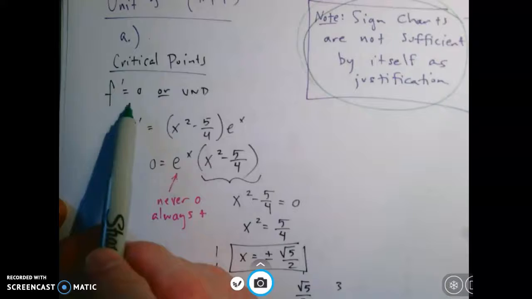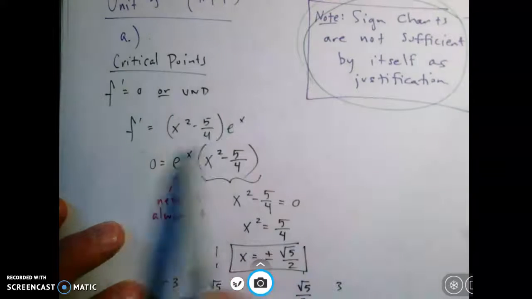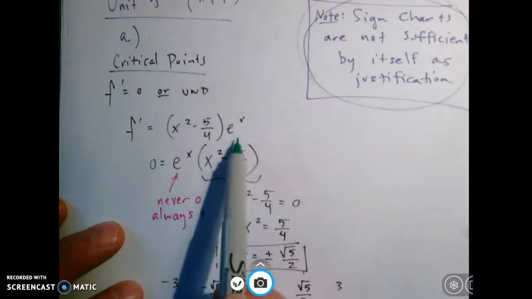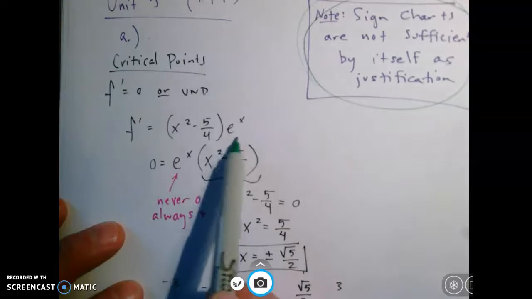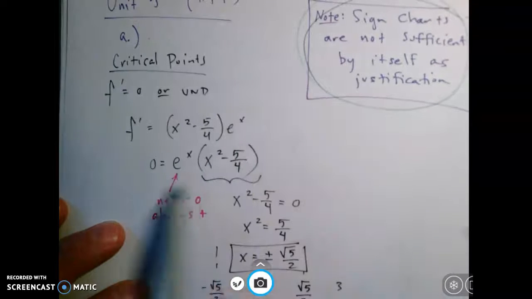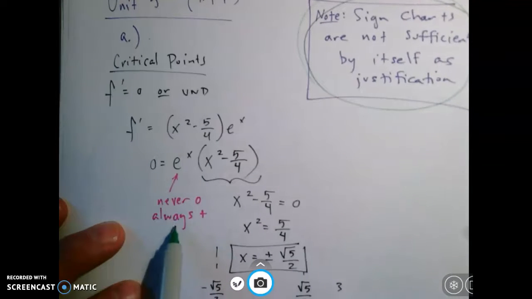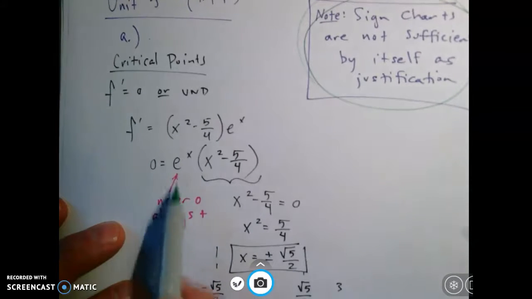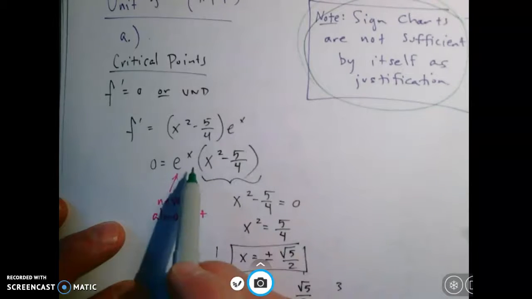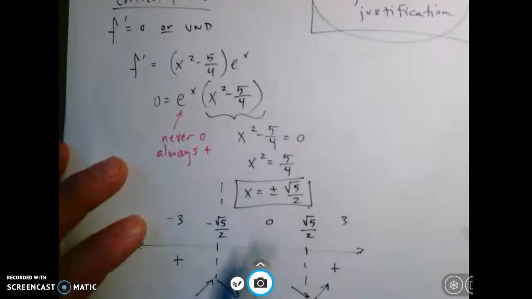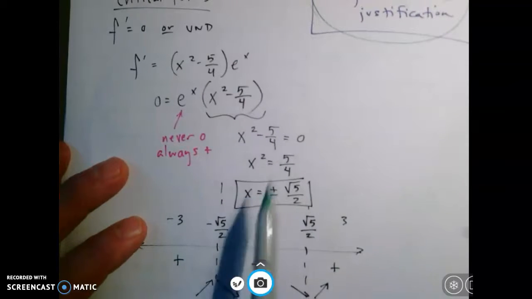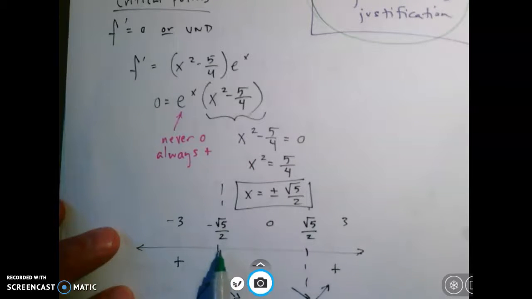So critical points are when it equals 0 or undefined. Our derivative is right here. I predict where you're going to have e to the x at some point. E to the x is never 0, and it's always positive. So we don't concern ourselves with that as far as the 0 goes. We set this equal to 0, and we end up with x equal to plus or minus root 5 over 2, taking the square root.